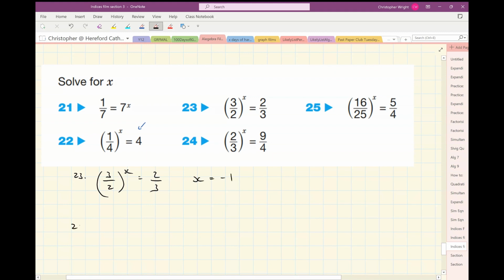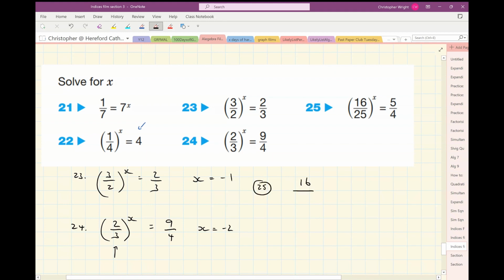Let's have a look at number 24. 2/3 to the power of x has to equal 9/4. Well, what's happened to this 2/3 here? It's been swapped over, hasn't it? I've got the reciprocal of 2/3, 3/2, and then that's been squared. So x must be -2, because if it were to the power of -2, we'd find the reciprocal and square it, which would give us 9/4. And number 25 now.